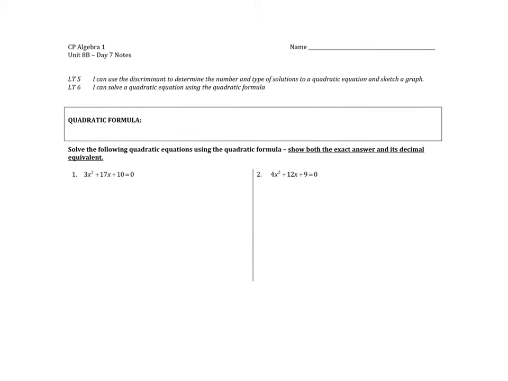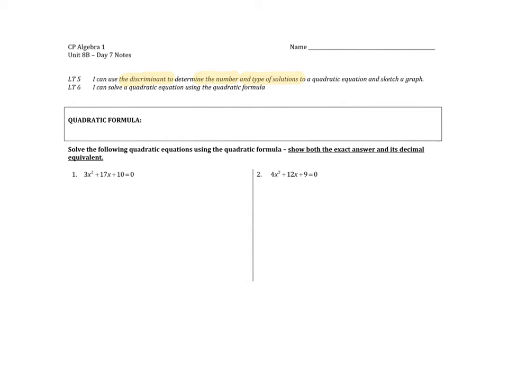So let's review our learning target. On day 6, learning target 5, it says I can use a discriminant to determine the number and type of solutions. So we learned how to do that, and that's always going to be our first step when solving with the quadratic formula, to calculate the discriminant off to the side. And then we're going to learn how we can use it to solve a quadratic equation.